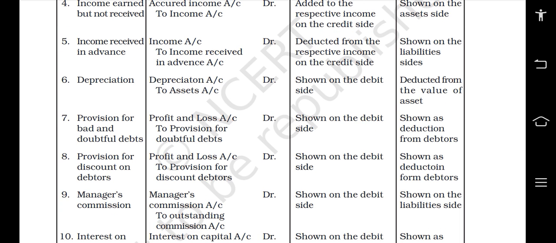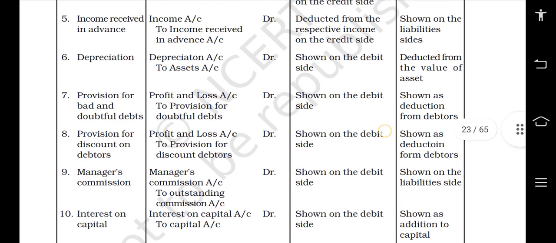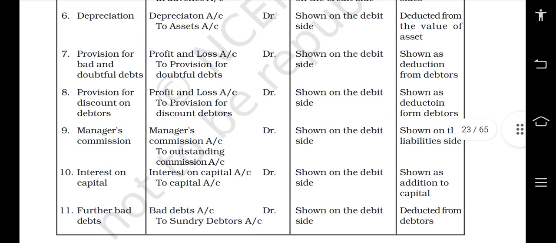And provision for bad and doubtful debt. Provision for bad and doubtful debt is an indirect expense. It should be shown on the debit side of the P&L account, and it must be deducted from the debtors. So for provision for bad and doubtful debt there will be two areas: one is the debit side of the P&L account, and the other is deduction from the debtors on the asset side of the balance sheet.